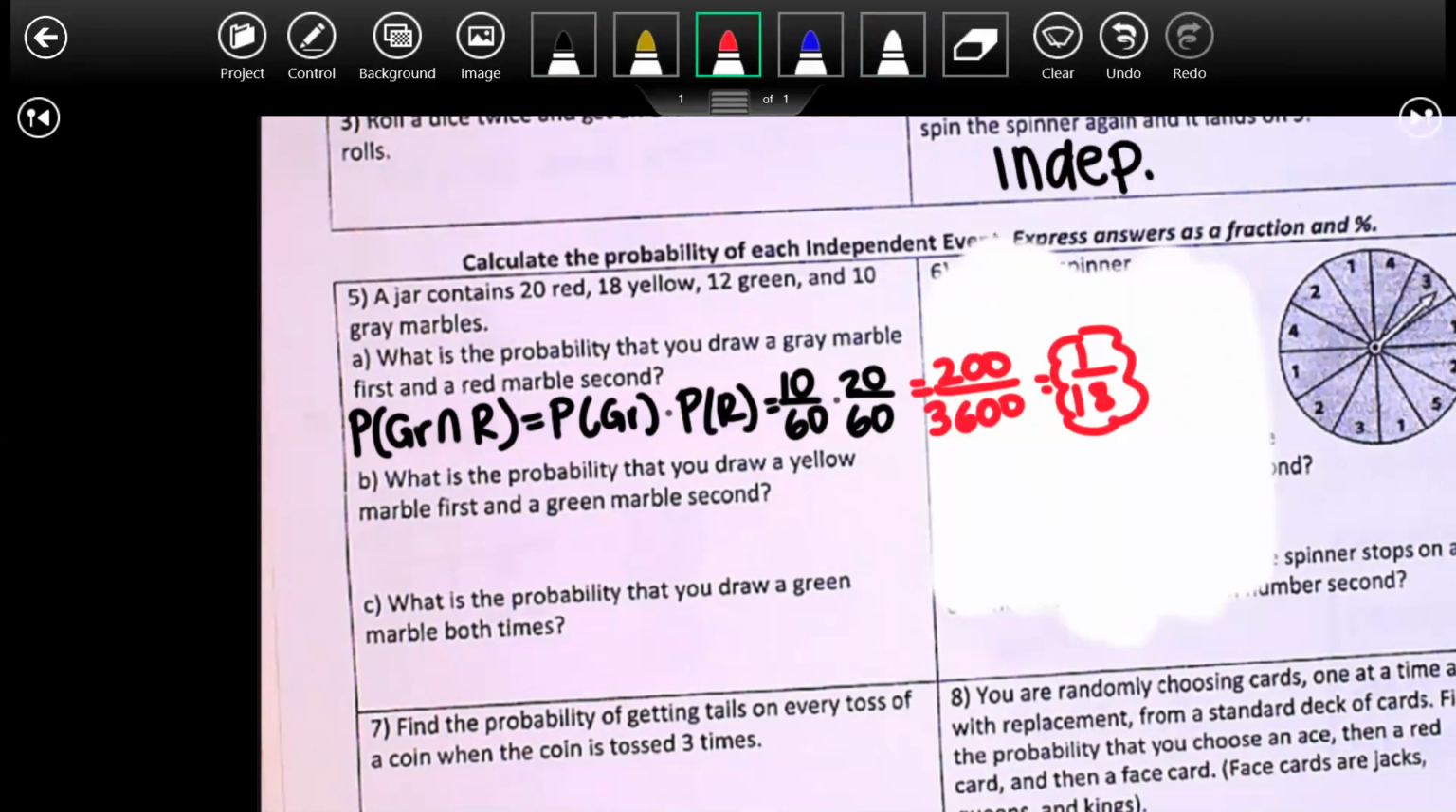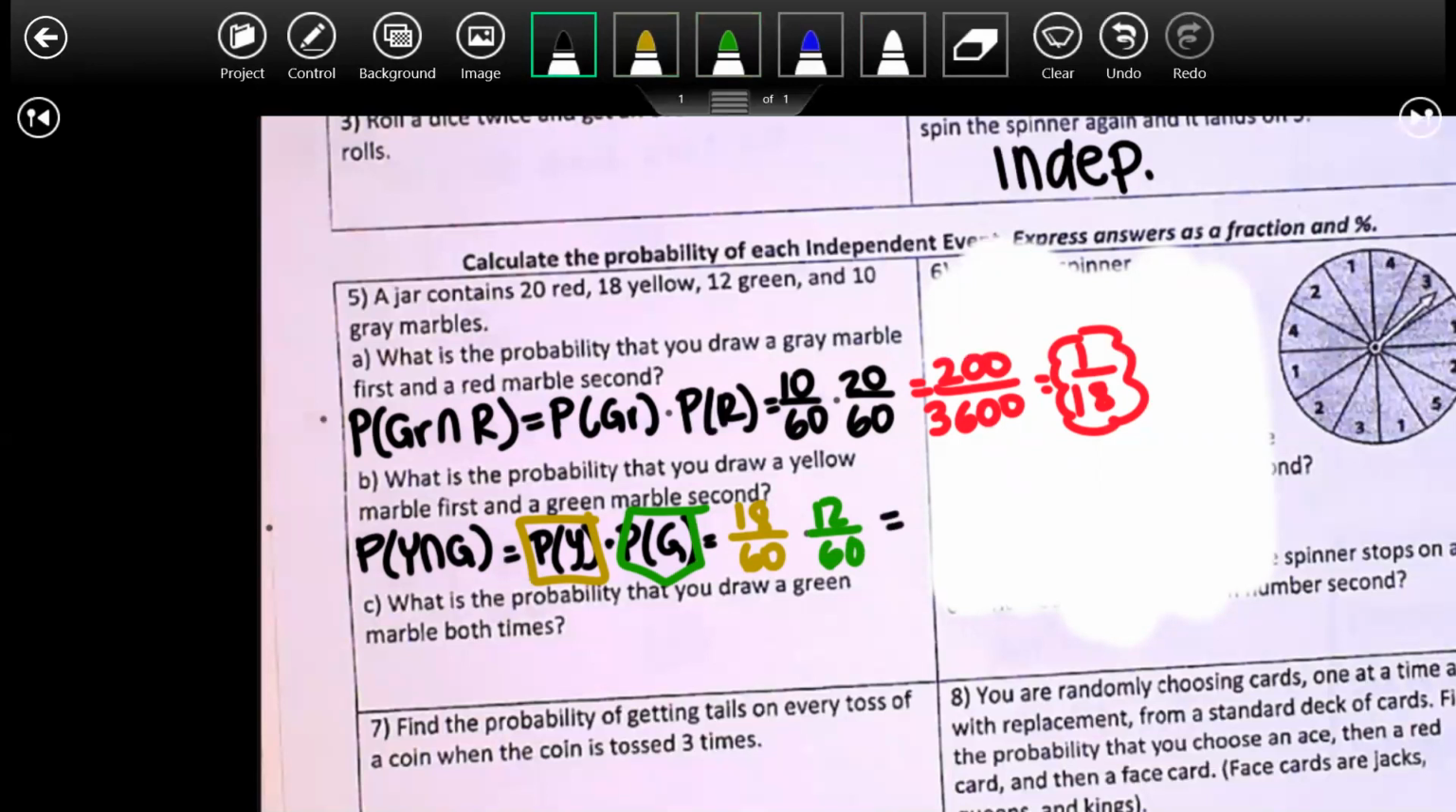What's the probability that you draw the first one being yellow, then the next one being green? We're going to do yellow and green. So probability of yellow times green. So my yellow probability would be what? 18 over 60. Good. And our green probability? 12 over 60. Three-fiftieths. Even worse odds than that.